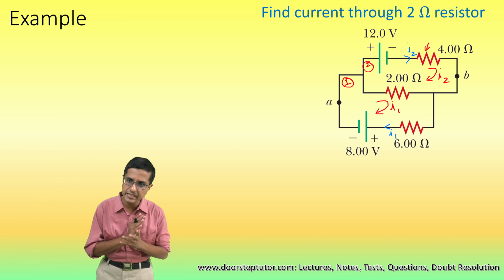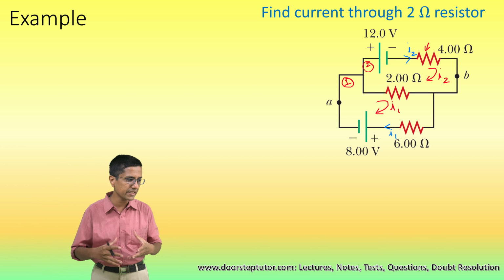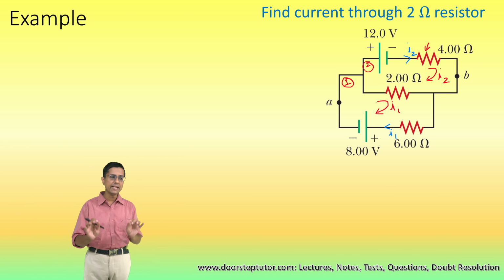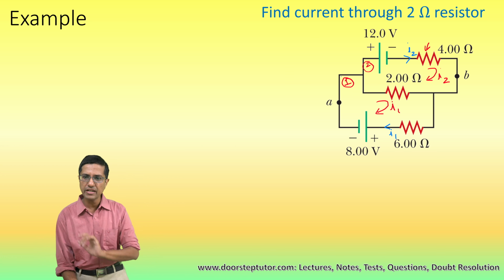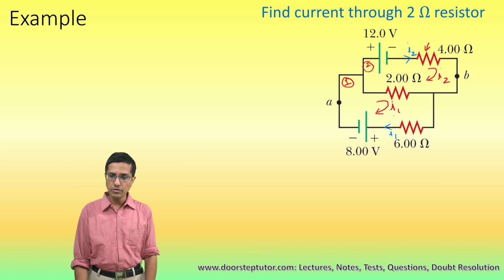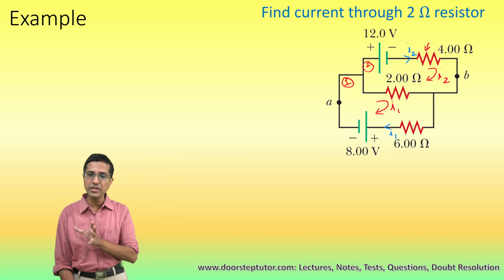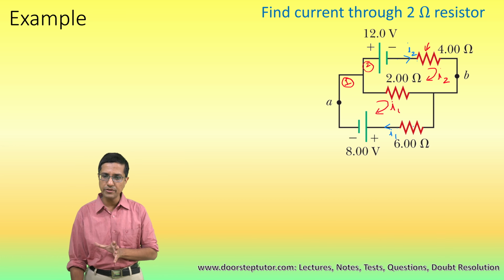So that is the technique of this method, the convention of this method, that we assign the mesh currents only in the clockwise direction. So that's what we have done. I1 and I2 are both clockwise. So now we understand that in these 2 wires, the 4 ohm resistor and the 6 ohm resistor at the bottom, only one mesh current is contributing. In the first case I2, second case I1.